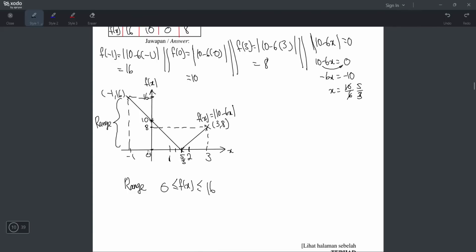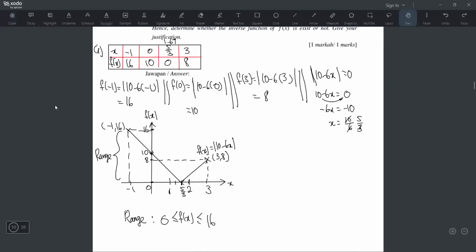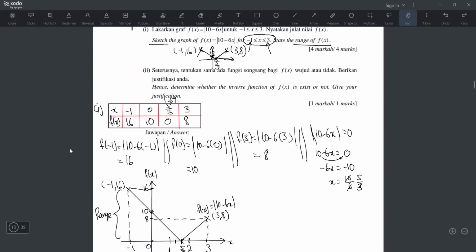Okay, look at the y coordinate of the lowest point. So the lowest point is this point, and look at the y coordinate. So 0, and then the highest point has y coordinate 16. So the range is 0 until 16. Okay, so that is the answer. Hope you understand. Okay, now I'm done with question 1.